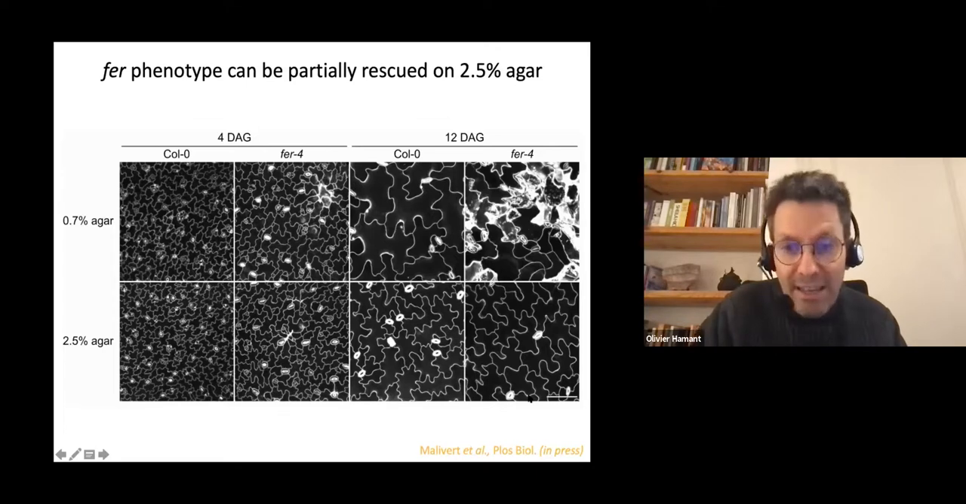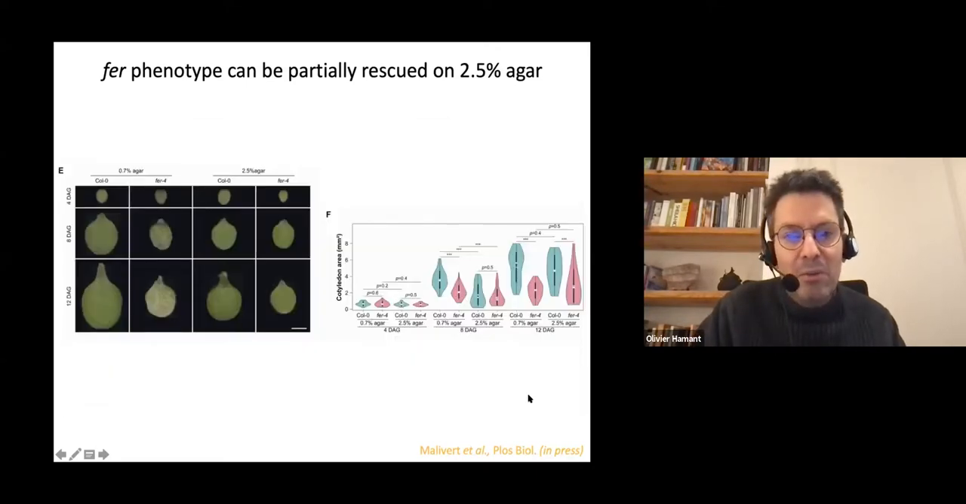So this is at the cell level, but of course we looked at the whole organ level, and you see the same type of thing. So this is the whole cotyledon in the wild type, 4 days, 8 days, 12 days after germination. You see the cotyledon is growing. You see feronia, so it's dying. It's turning yellow because all the cells are exploding, like they're bursting.